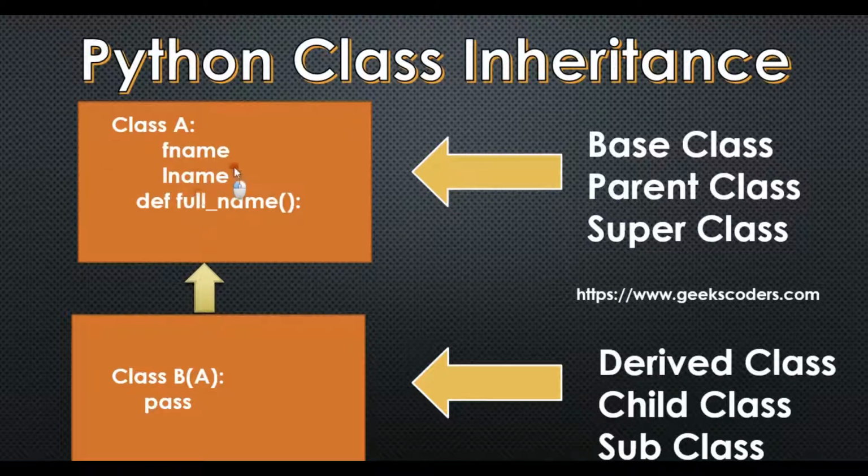For the main class that we have, for example in here class A, it is called the base class. We can call it parent class, we can call it super class. And the class that is extending or inheriting, so for example in here class B, we can call it derived class, child class, or subclass.